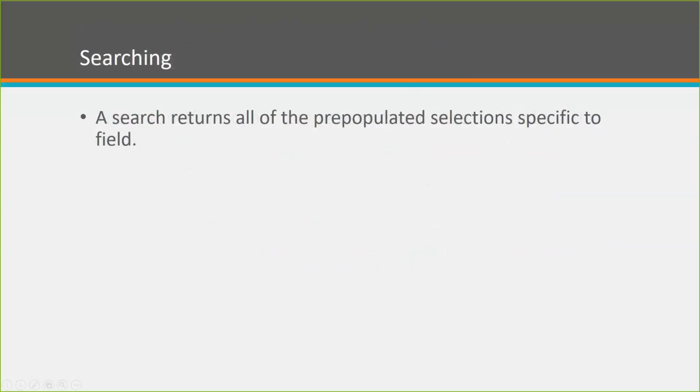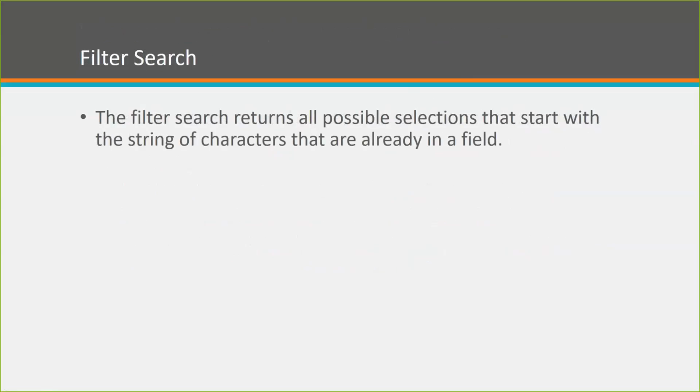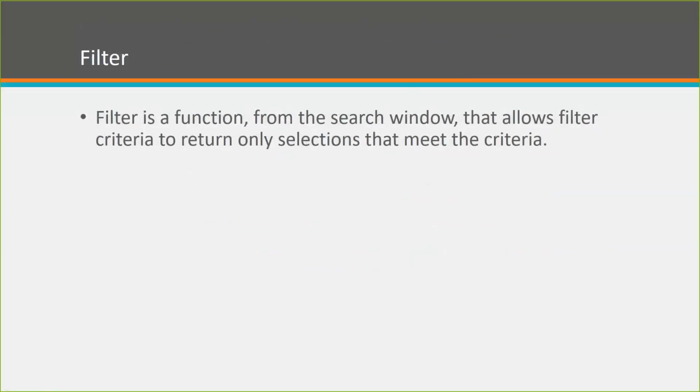So when we do a search by right-clicking on a field, it will return all the pre-populated selections specific to that field. If we do a filter search, it will return all possible selections that start with the string of characters that are already in the field. If we do a filter function from the search window, that allows us to return a number of rows that meet the criteria that we set.